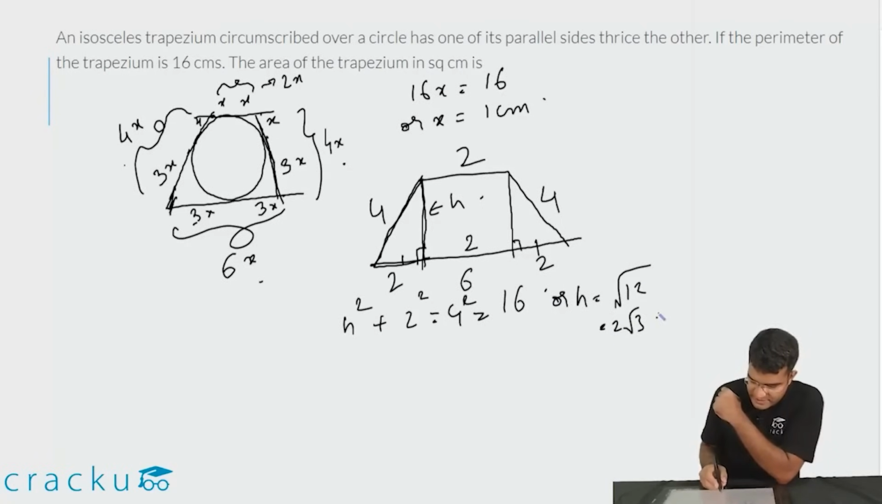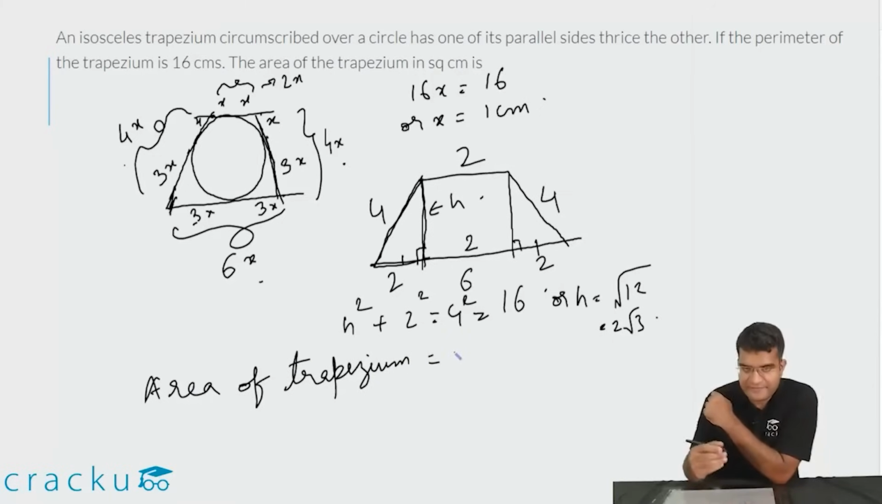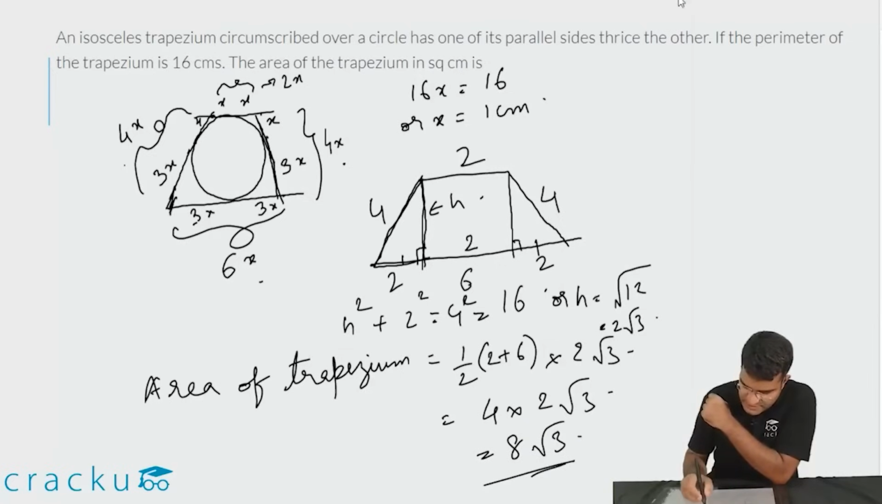Now to find the area of the trapezium, we have to find the average of the parallel sides. Here the parallel sides are 2 and 6, so their average will be half of (2 plus 6) into the height of the trapezium, this is 2 root 3. This will be equal to half of 2 plus 6, which is 4, into 2 root 3, this will equal 8 root 3. So the answer is 8 root 3.